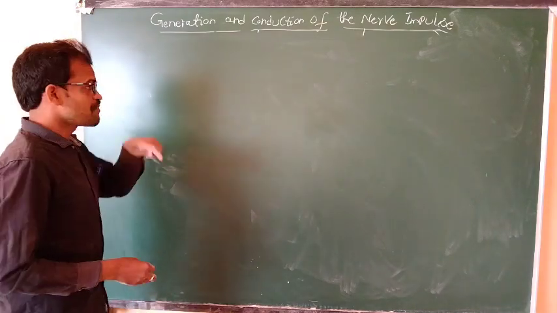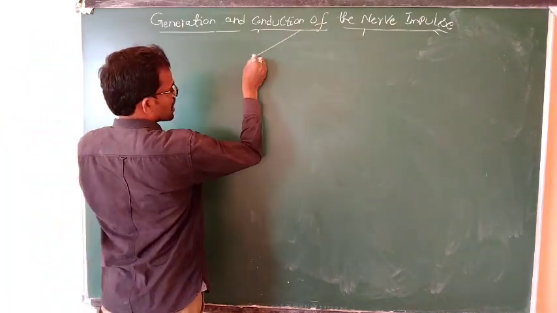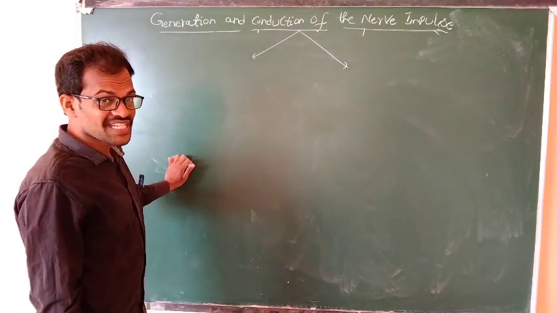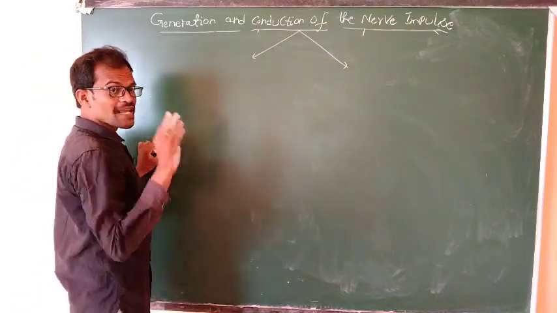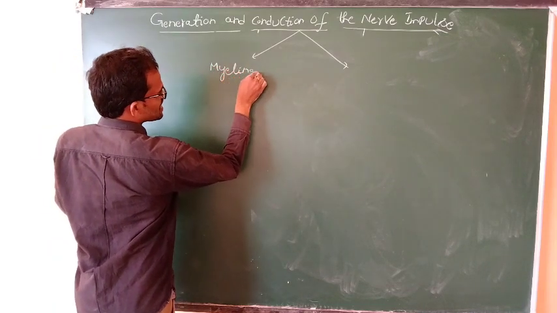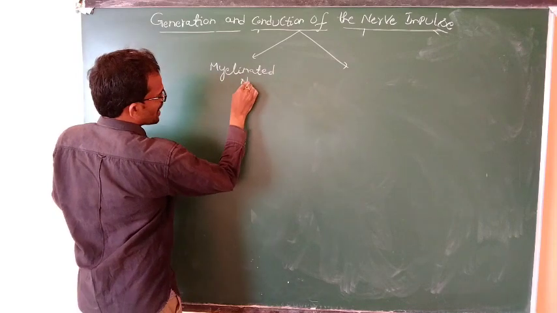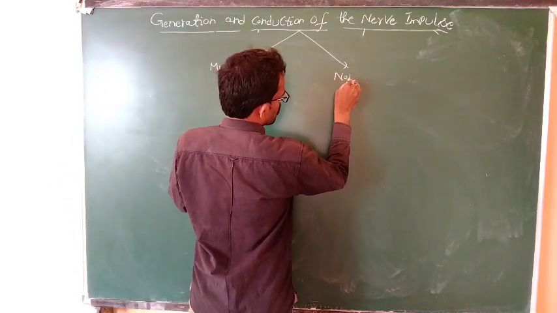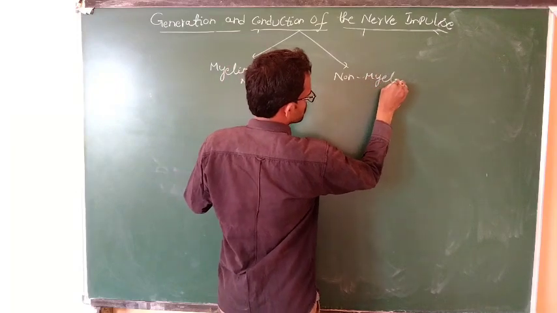Now if you observe the nerve impulse, the action potential is generated along the myelin sheath. There are two types of neurons. What are the two types of neurons? The first is myelinated neurons, and the second is non-myelinated neurons.